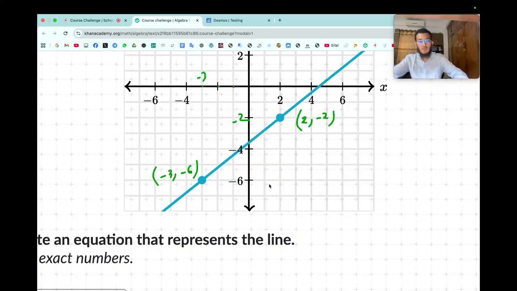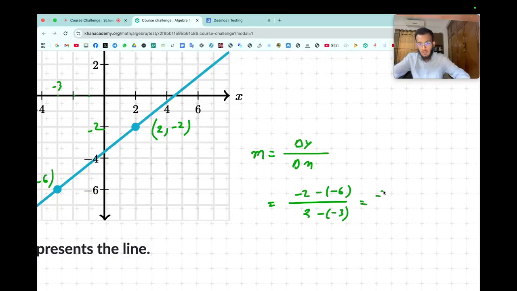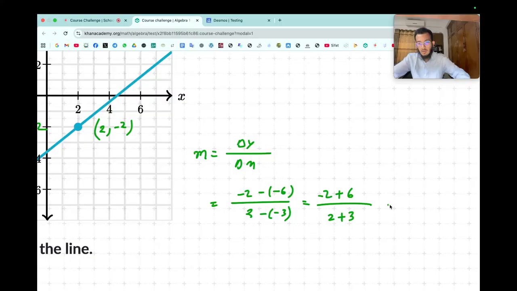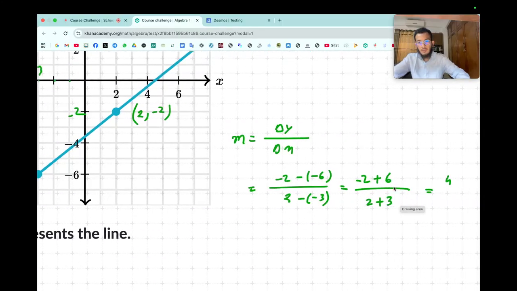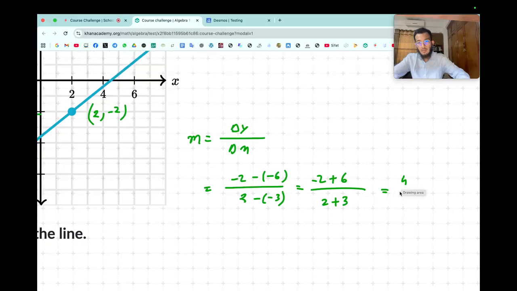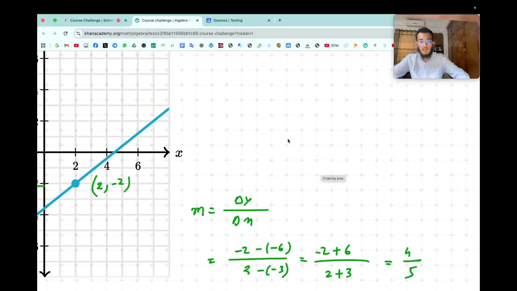So in order to find the equation, we first find the slope, or m, which is del y upon del x. So y2 minus y1 over x2 minus x1. So -2 + 6 upon 2 + 3. So this becomes 4 upon 5, since 6 minus 2 is 4, and 3 plus 2 is 5. We have the slope. Now we want the y-intercept.